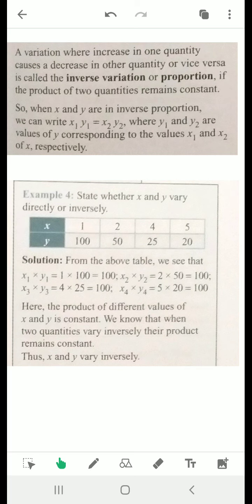If the product is not the same, then we will check whether x1 upon y1 is equal to x2 upon y2 or not. If it is, then it will be direct variation. But in this case, x1 multiply y1 is equal to x2 multiply y2 equals x3 multiply y3 is equal to x4 multiply y4. So this is indirect variation.